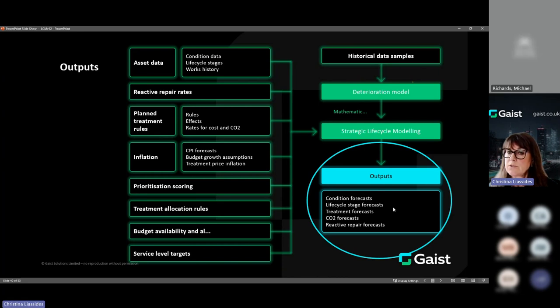So it's going to include condition forecasts, carbon forecasts, and also some useful information that backs up your decision making, such as reactive repairs. What happens if you do certain things? What happens to, for example, not just your capital budget, not just your preventative budget, but your reactive budget?